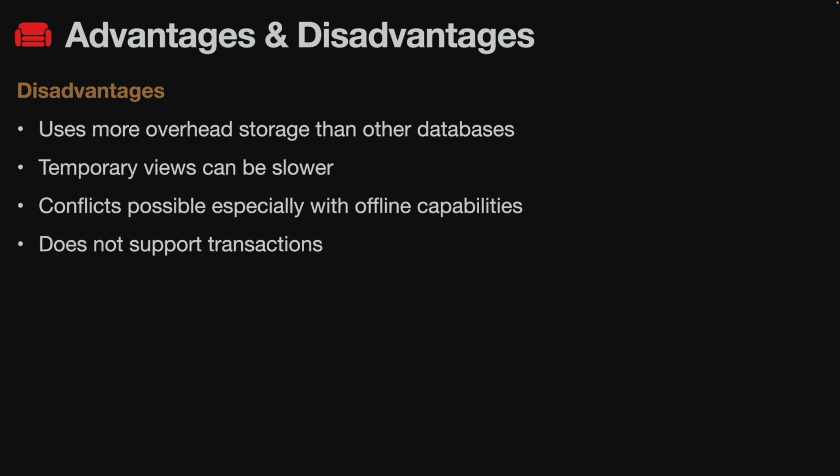Some of the disadvantages of CouchDB are as follows. It typically uses more overhead storage than other databases. Temporary views it generates can be slower in performance, and conflicts can happen in the context of offline usage. It also does not support transactions.